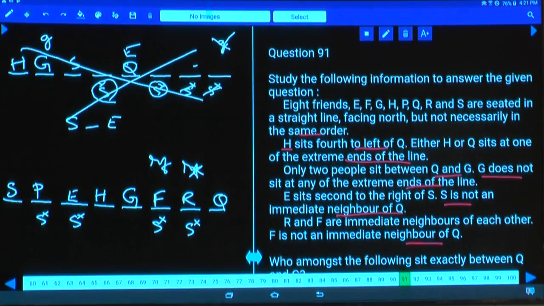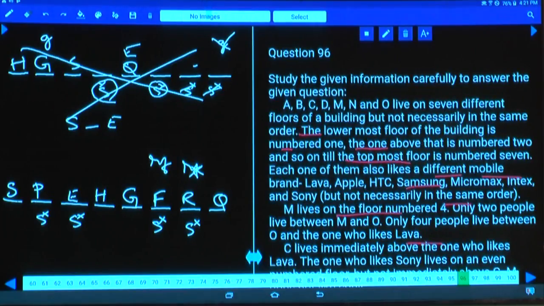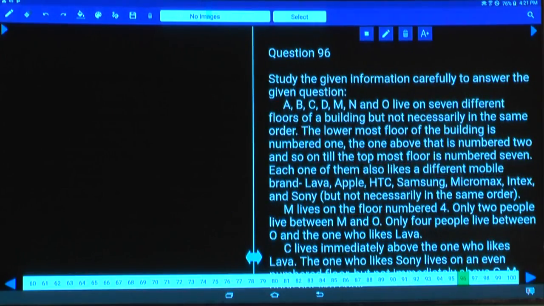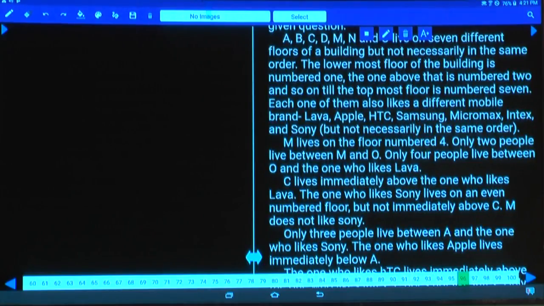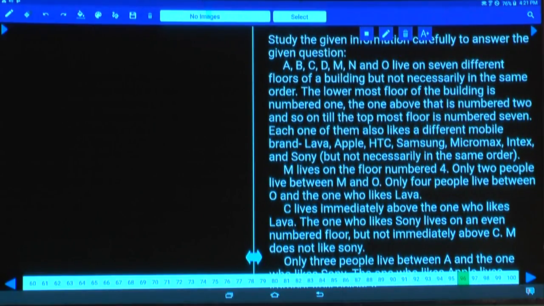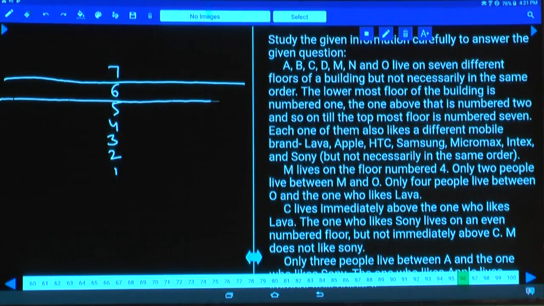Then question numbers 96 to 100. Let's write down this arrangement, then let us discuss questions 96 to 100. What is the information here? A, B, C, D, M, N, and O are the 7 persons living on 7 different floors of a building. Now 7 floors: 7, 6, 5, 4, 3, 2, 1.